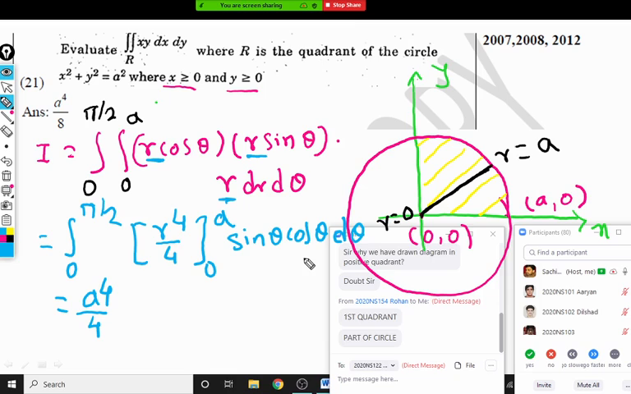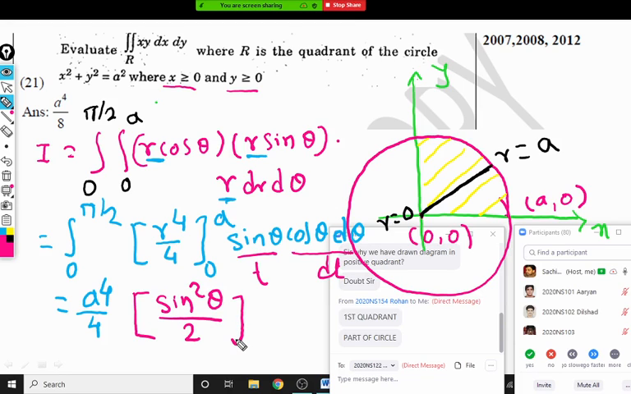The other way is also there. If I put sine theta as t and cos theta d theta as dt, the integration of t dt becomes t square by 2. That means I will take sine square theta by 2. That's a direct integration because I replace sine theta as t. The limits are 0 to pi by 2. Both ways it is correct. You can do it in either way.